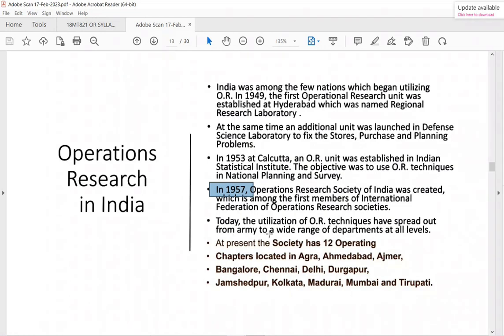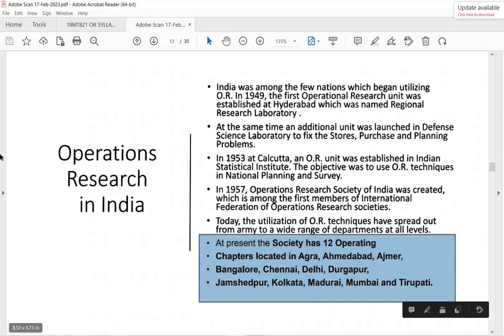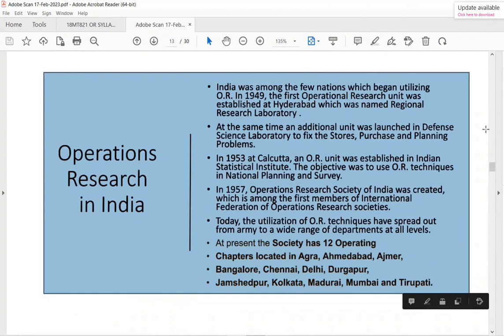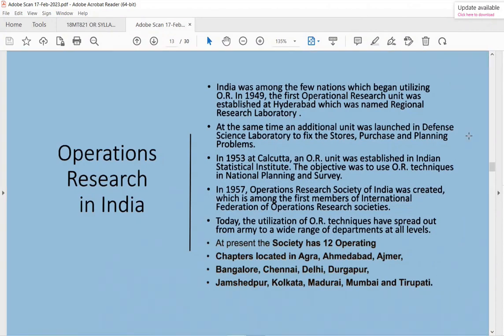Today the utilization of OR techniques has spread from the army to a wide area of department levels. There are chapters present in Agra, Ahmedabad, Ajmer, Bangalore, Chennai, Kolkata, and many places in India, where these operation research centers are established to monitor. This is also important from the examination point of view. From the history point of view, you can make explanations using these points also.